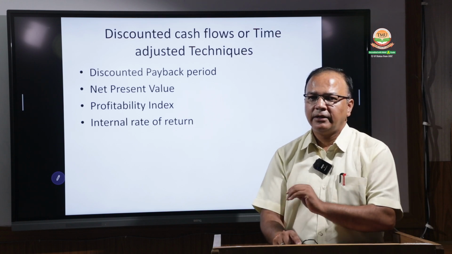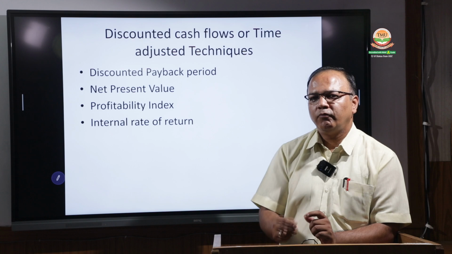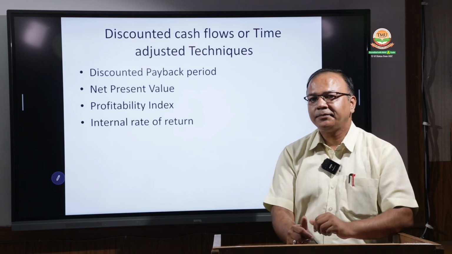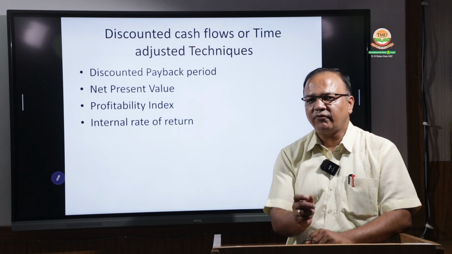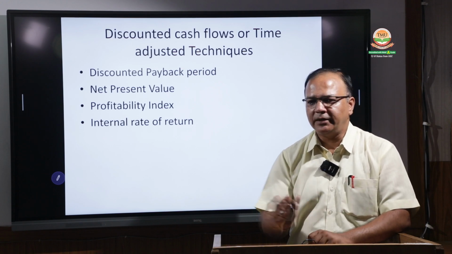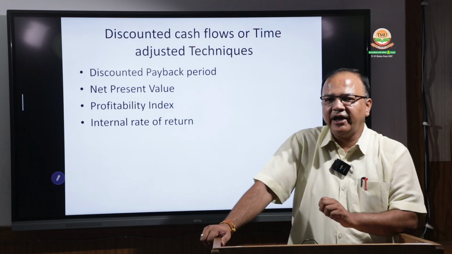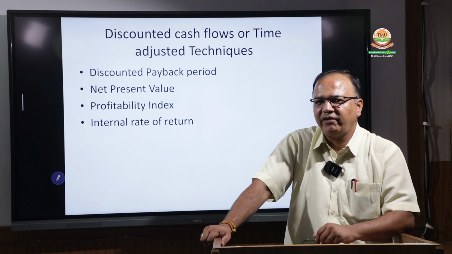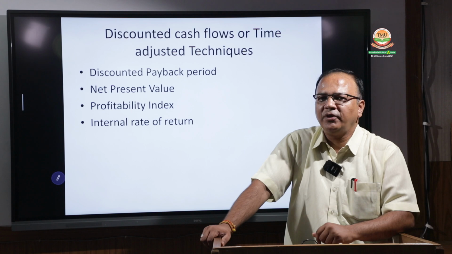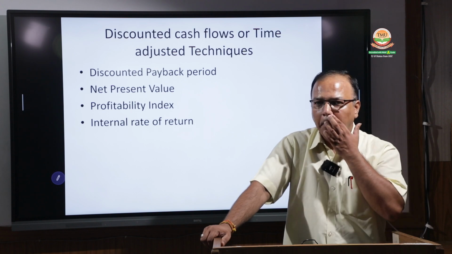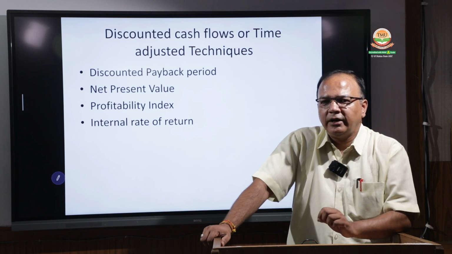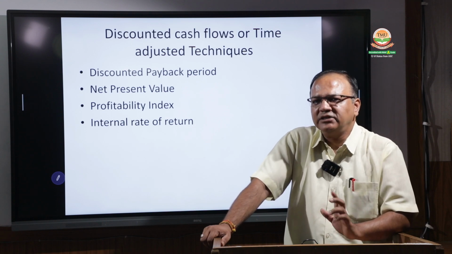But in payback period, we are not implementing the concept of time value of money. For example, if the organization is earning a profit of rupees 20 lakh, 20 lakh, 20 lakh, 20 lakh, 20 lakh, we are adding 5 times and we can say the amount of rupees 1 crore will be recovered in 5 years. But in discounted payback period, we don't apply this technique in this way.